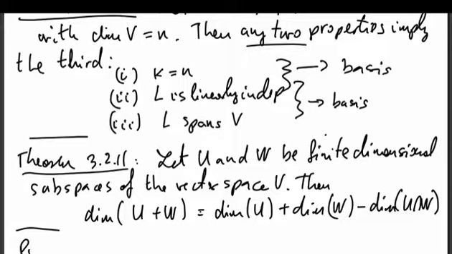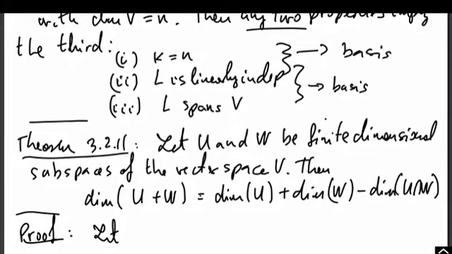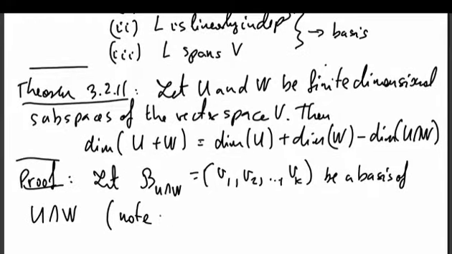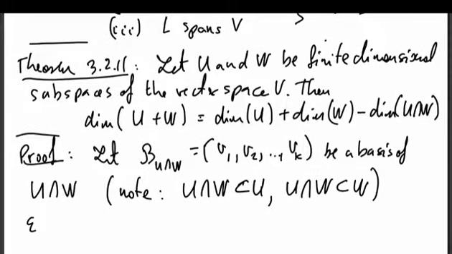The proof of this theorem. U intersection W is a finite dimensional subspace of U and W. That means it has a basis. Let B, the basis of U intersection W, be the list v1, v2, ..., vk. It's a basis of U intersection W. And note that this is a subspace of U, and also this is a subspace of W. We will extend this basis to a basis in U and W independently.